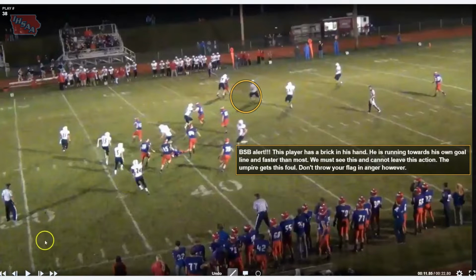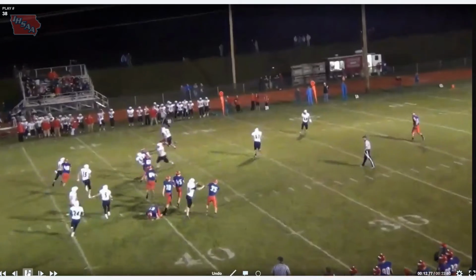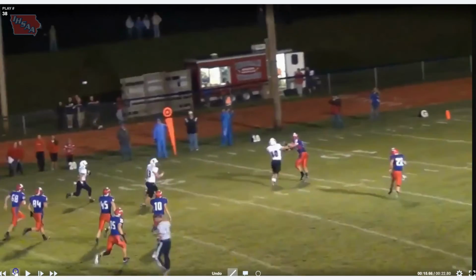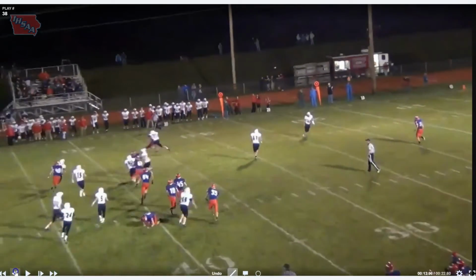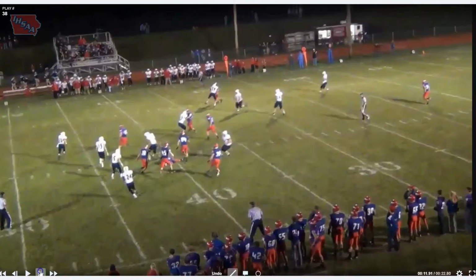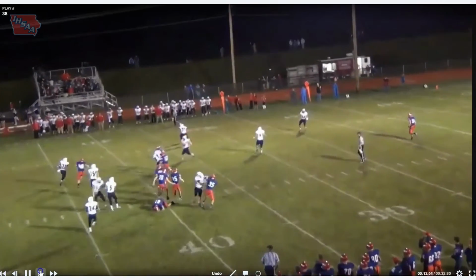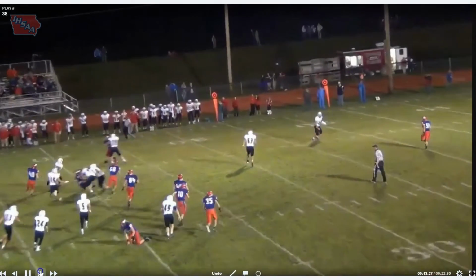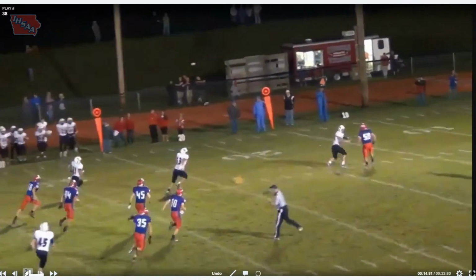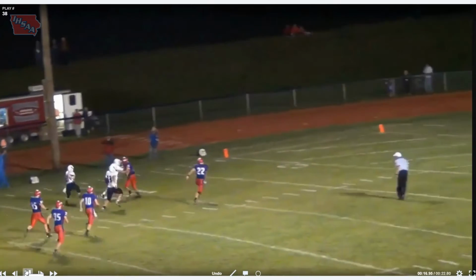Again, brick in his hand, don't leave him. We do get this one, okay? But let's watch our umpire and how he throws the flag. Okay, we don't want to throw the flag like we're mad, okay? So he does watch this. He's looking in the right spot for this one. That's good. He does get that one. Okay, but just throw the flag to that area. And then he does continue to officiate.